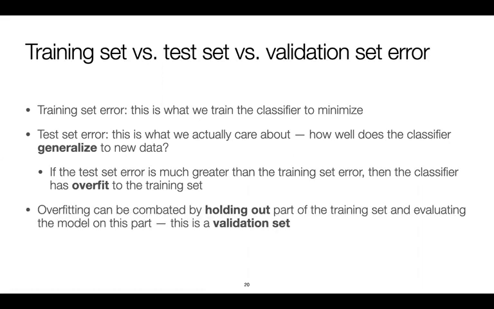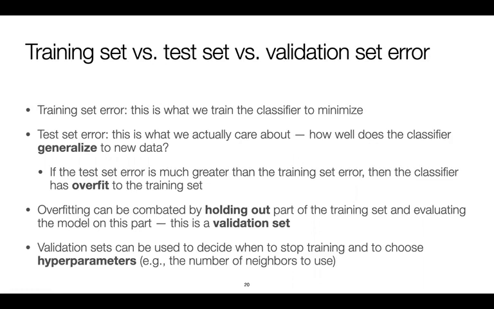So overfitting in part can be combated by doing something called holding out part of the training set. What this means is we take a piece of the training set and we actually don't train on it. So in MNIST, we're given 60,000 training examples. It's pretty common to only train on 50,000 examples and then hold out 10,000 examples from the MNIST training set. And this ends up being called a validation set. So essentially we're validating whether or not our model is able to generalize or whether it's overfit to the part of the data that we trained on.